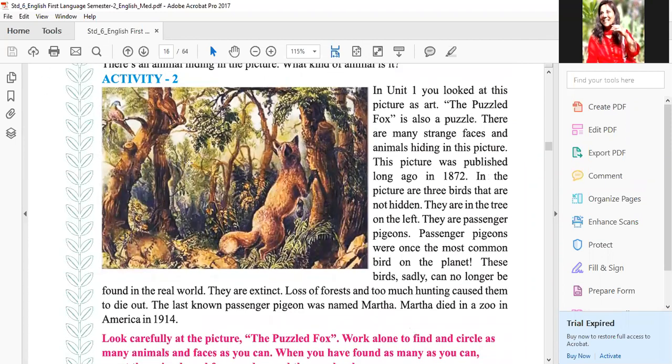Now this activity 2, can you see this picture? This picture we have seen even in unit 1. Yes, we had seen it. In unit 1, you looked at this picture as art, right? The puzzled fox, right? What is the name? The puzzled fox is also a puzzle. This is a puzzle, right? In unit 1, we admired this picture as an art. Now in this unit, we are going to talk about it. It is a puzzle. Now let us read what kind of puzzle it is.